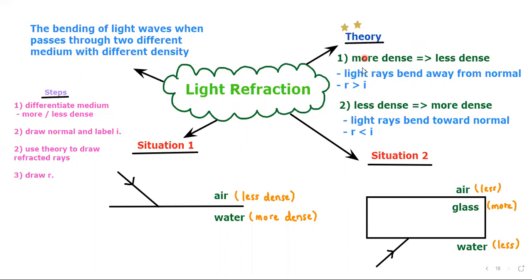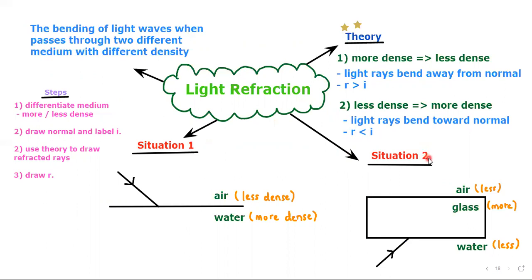This is the first theory that you need to know so that we can draw the light refraction. Number two, when the light ray passes from a less dense medium to a more dense medium, the light rays must be bent towards the normal. As mentioned here, the light ray bends towards the normal, so you must know that the refracted angle is less than the incident angle. These are the two situations that you need to know how to draw.